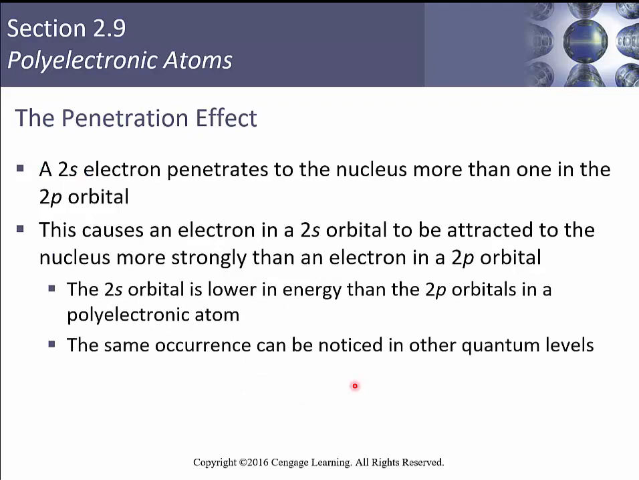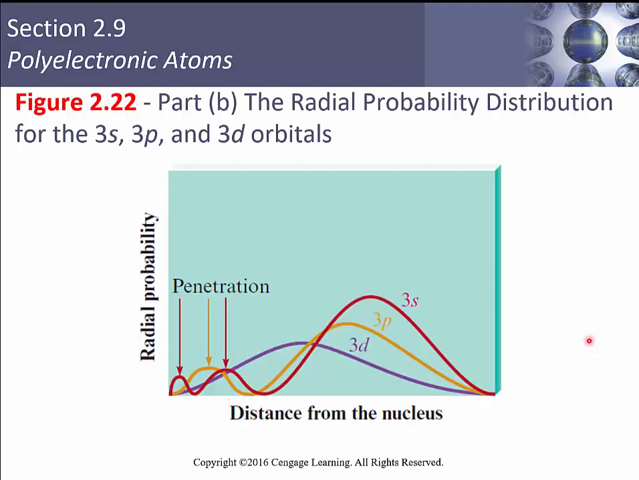There's something called the penetration effect. So a 2s orbital penetrates through the nucleus more than one in the 2p orbital. This causes an electron in a 2s orbital to be attracted to the nucleus more strongly than an electron in the 2p orbital. The 2s orbital is lower in energy than the 2p orbitals in a polyelectronic atom. The same occurrence can be noticed at other quantum levels. And so if we look at this penetration effect, where you've got an S in red here, it's getting a lot more of its electron density closer to the nucleus, and then P's got some, but it's intermediate, and D doesn't have very much near that nuclear center at all.